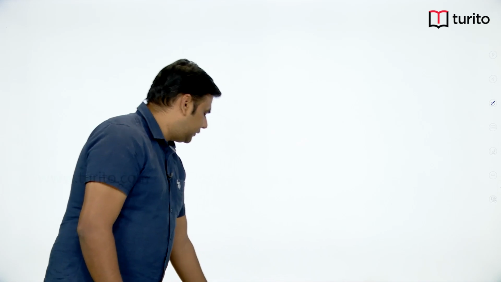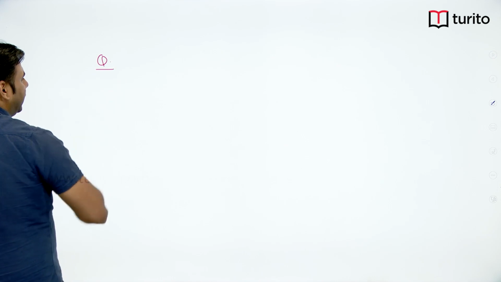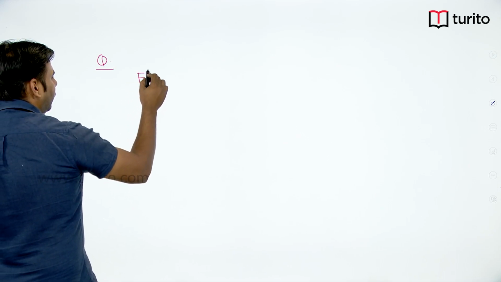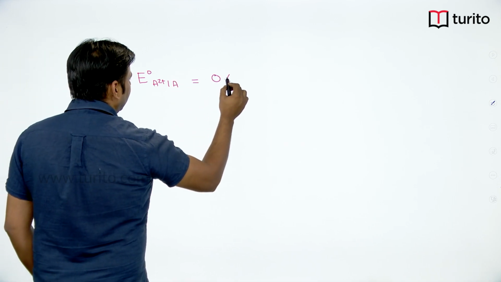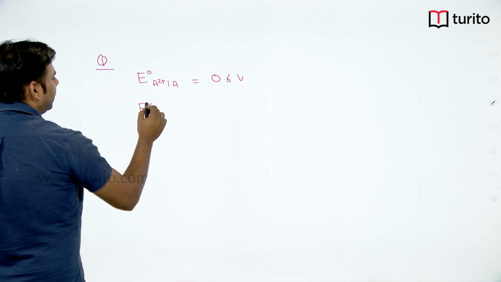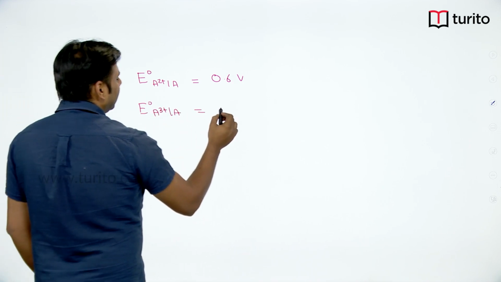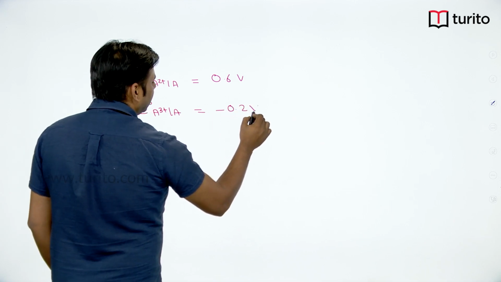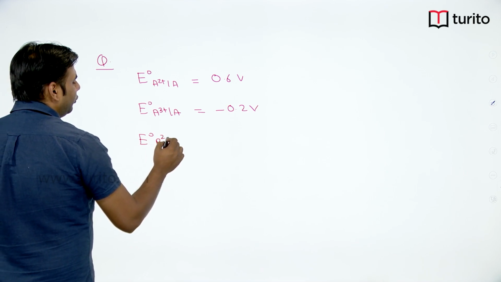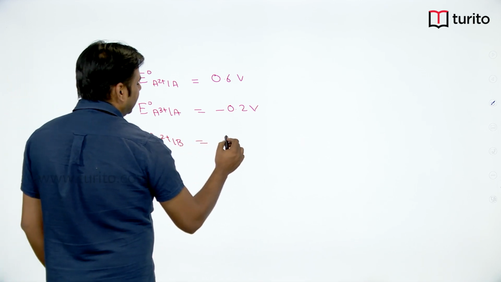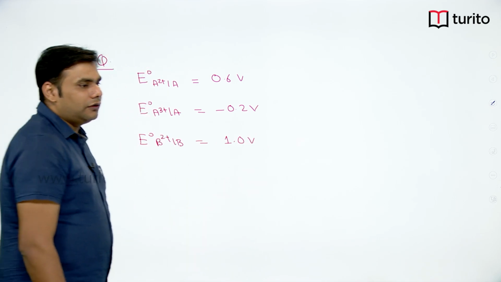So just let me take you through some example. Let us consider an example. Suppose we have been given E naught of A2+ changing into A as 0.6 volt, E naught of A3+ changing into A as minus 0.2 volt, and E naught of B2+ changing into B as 1 volt. Okay, so we have been given three data of electrode potential.